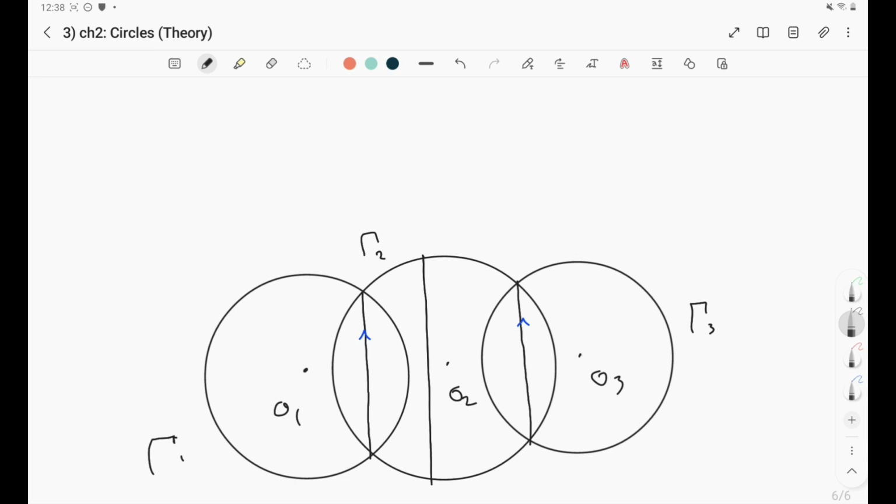But here we have the radical axis between gamma 1, gamma 2, and let's say gamma 2 and gamma 3. They are not intersecting, right? They are parallel. So in this special case, the third radical axis between gamma 1 and gamma 3 also has to be parallel. We cannot say they are concurrent because they actually don't meet, right? So what we can say is they are parallel, all of them.